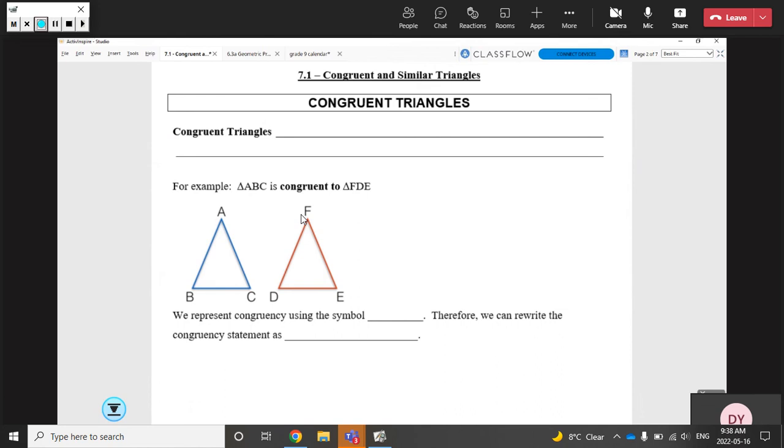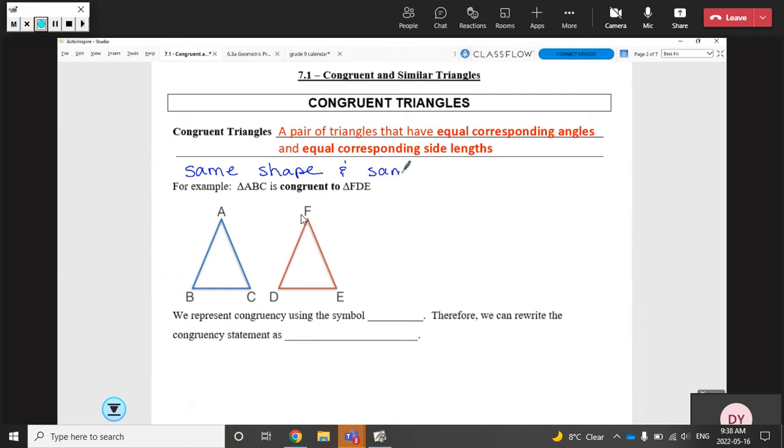So when we talk about congruent triangles specifically, it's a pair of triangles that have equal corresponding angles and equal corresponding side lengths. So you know what? I'm actually going to use your definition at the end here, and we can say it's the same shape and it's the same size. I like that. Now, I'll give you a moment to write that down.